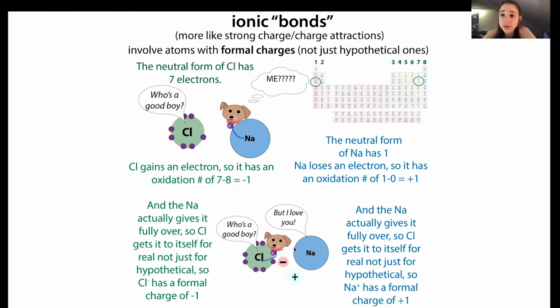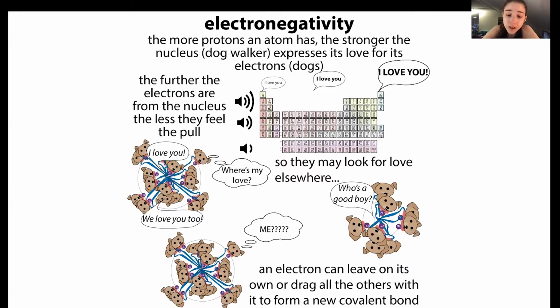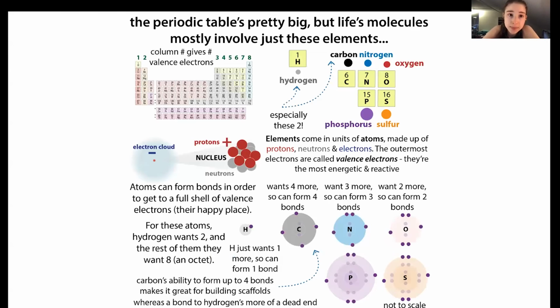Now you have a positive charge next to a negative charge, and opposite charges attract, so you're going to get these hanging out really close together. This is an ionic bond. It's really just a strong charge attraction. They're not sharing electron clouds, but it is a strong charge attraction, unlike partial charge-based attractions.